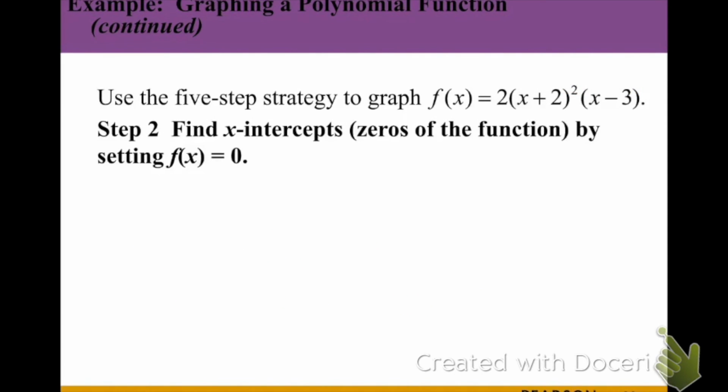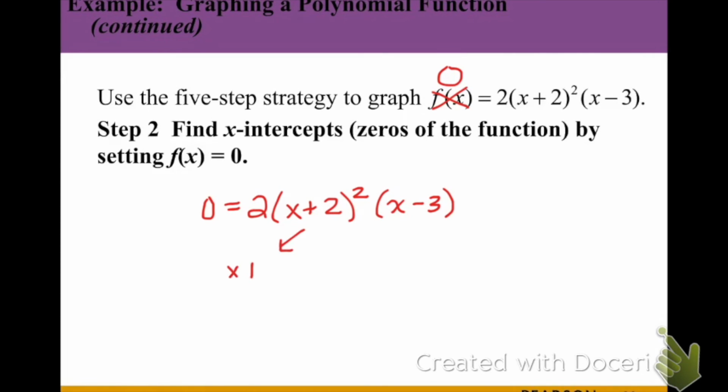Our next step here is to find the x-intercepts. We're going to think of that as the zeros of the function, and we can do this by setting the polynomial equal to 0. So if we go ahead and do that, we're going to plug in 0 for the f of x, and since this is already in our factored form, we can go ahead and set those factors equal to 0. So if we set x plus 2 equal to 0, we're going to get x equal to a negative 2. And if we set the x minus 3 equal to 0, we're going to get out a positive 3.